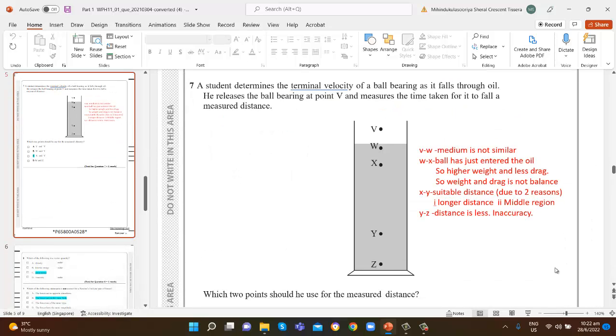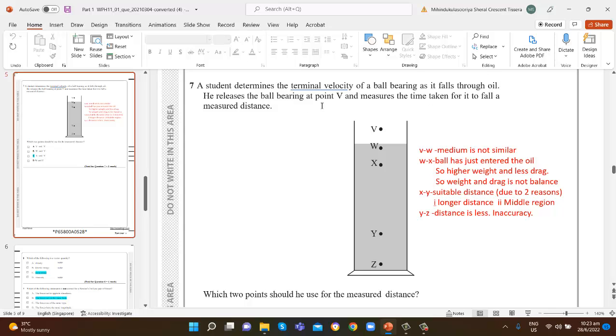Now we'll move on to question number 6. Very nice question. Now I will teach you how to think. A student determines the terminal velocity. Now he wants to determine terminal velocity. So you underline. Now you should know terminal velocity of a ball bearing as it falls through oil. What is the medium? Oil.